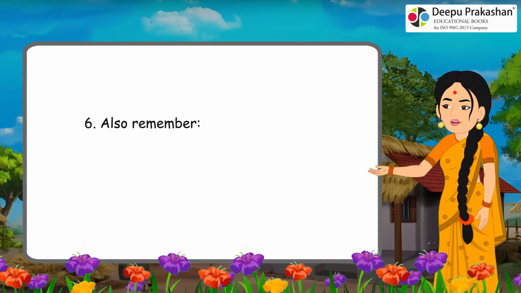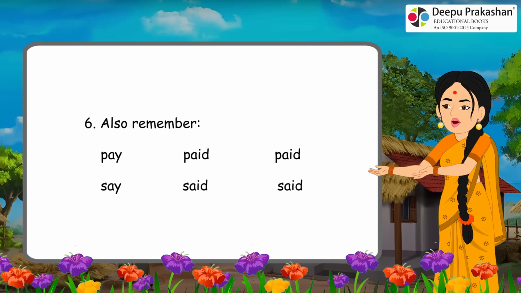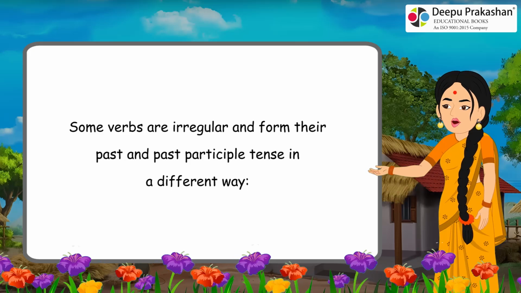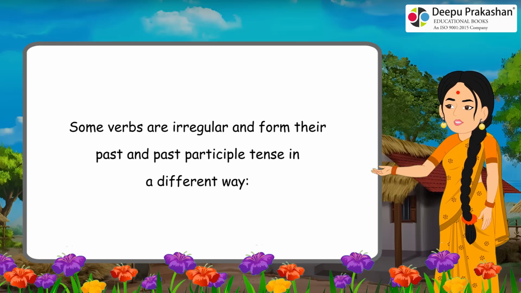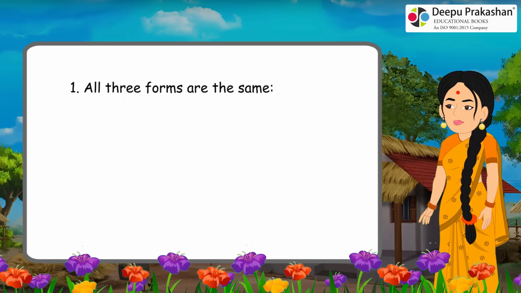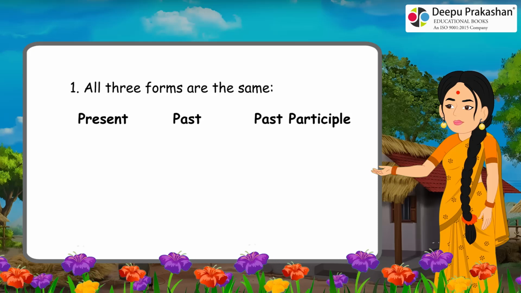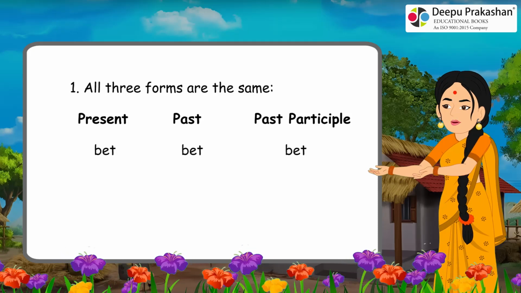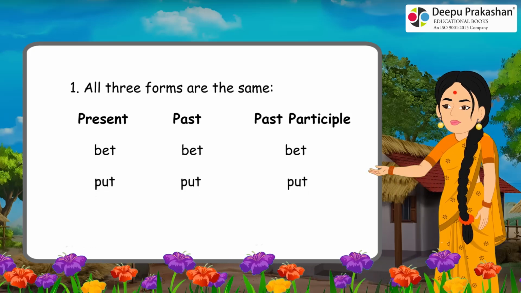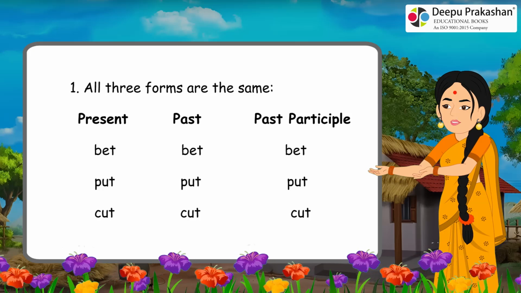6. Also remember: Pay, paid, paid. Say, said, said. Some verbs are irregular and form their past and past participle tense in a different way. 1. All three forms are the same. Present, past, past participle. Bet, bet, bet. Put, put, put. Cut, cut, cut.